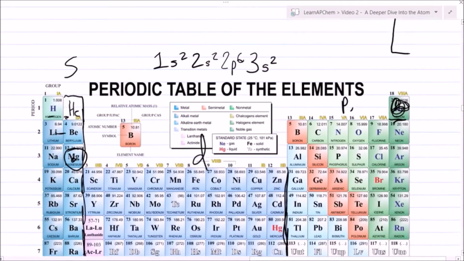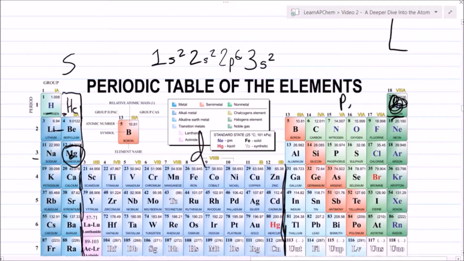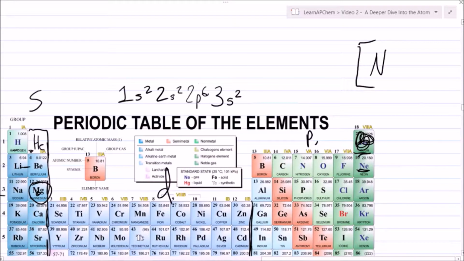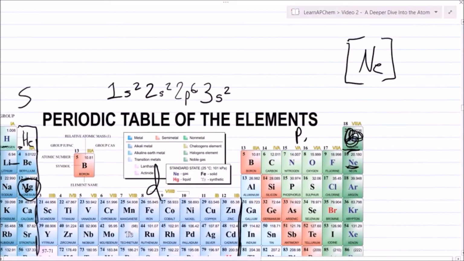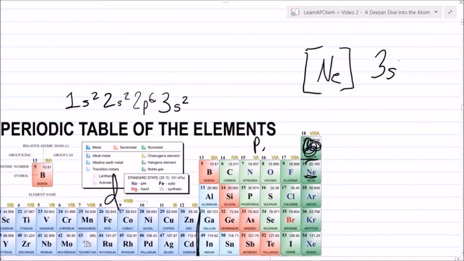Just zoom in on that for you. So it's in period 3, so we're going to write the noble gas in brackets in the period above here, which is neon. So I'll write Ne in brackets, and then I'm just going to jump down and only write out the electrons on this third period right here, because that's where our element is, which would just be 3s2. And these are one and the same.